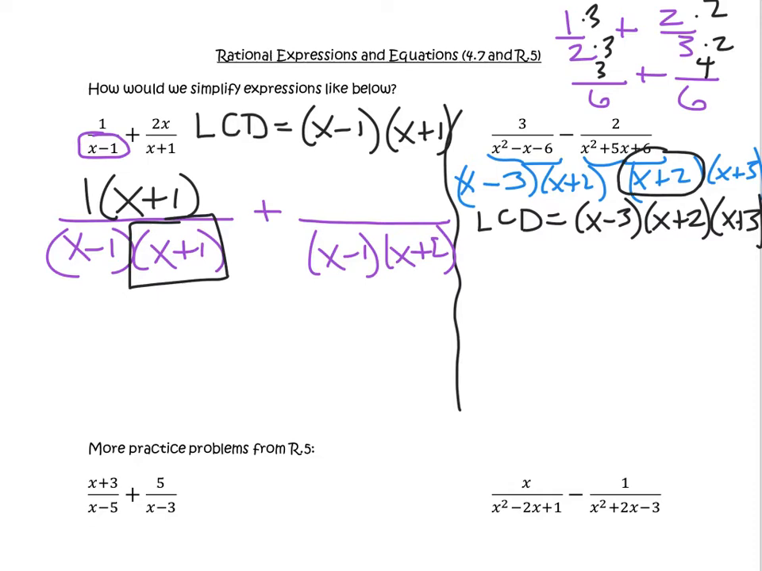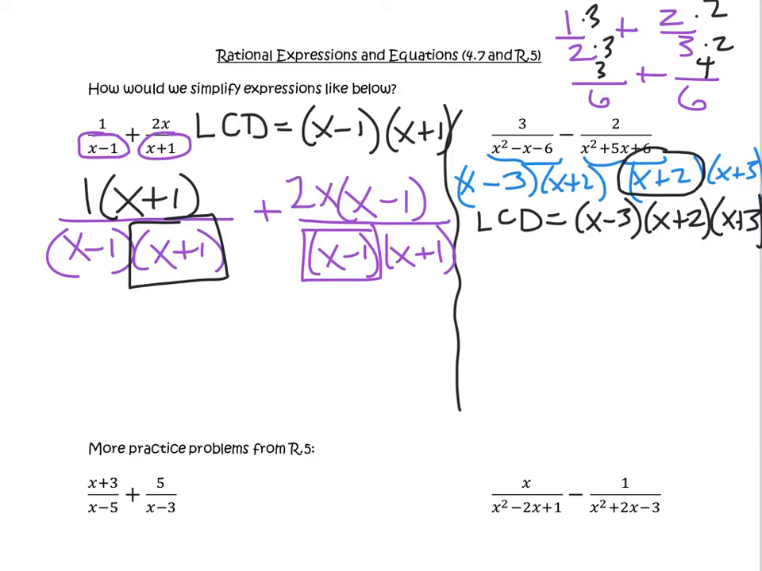So now, for the second fraction, my old denominator was x plus 1. My new denominator is missing an x minus 1. I multiplied by x minus 1, so I have to do the same to the top. This kind of looks like a 2, but this is a 1 right here. Okay, so I multiplied by x minus 1, and then I have to bring down what was on top.